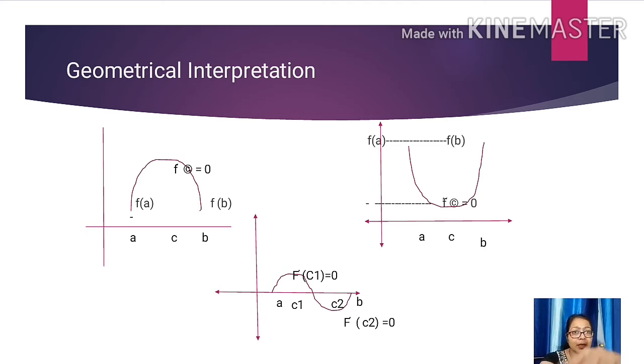Next, the curve we have drawn is continuous, that means it is a continuous function. Another point is the point C on the curve, that is the point (c, f(c)). At that point, if we draw a tangent, the slope of the tangent is f dash c, and the tangent will be parallel to the x-axis. That means, as we know, the slope of the x-axis is 0, and the slope of the tangent is f dash c. So f dash c is equal to 0.